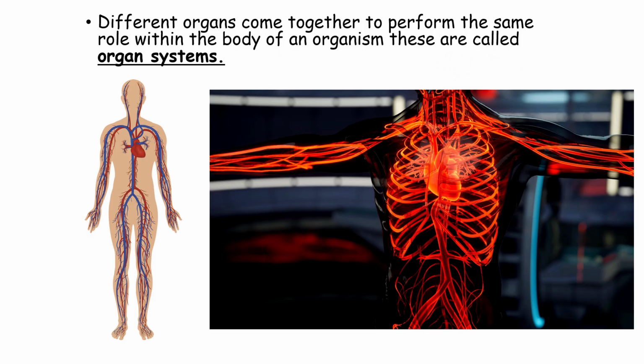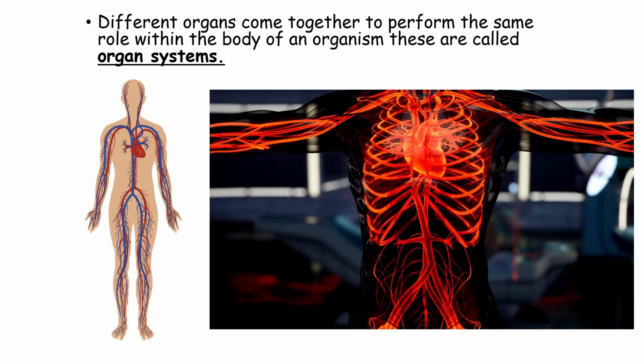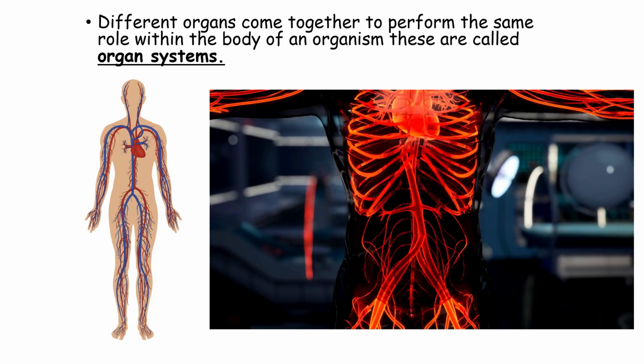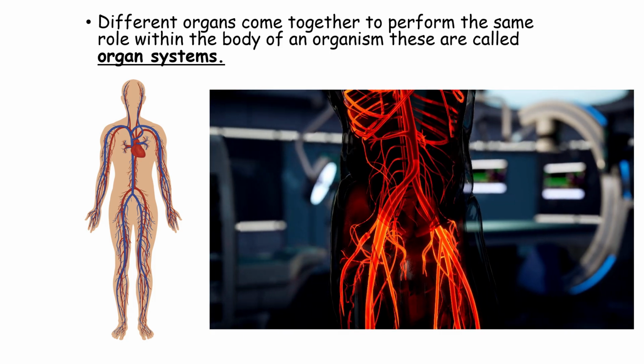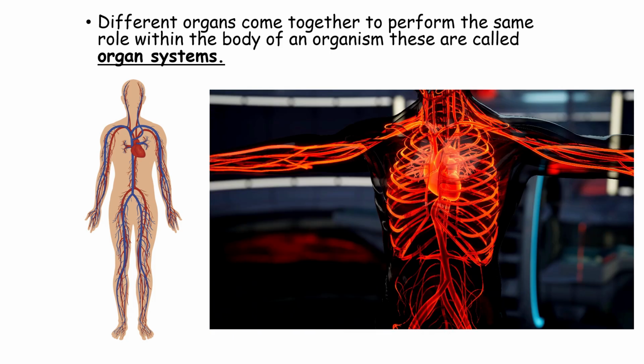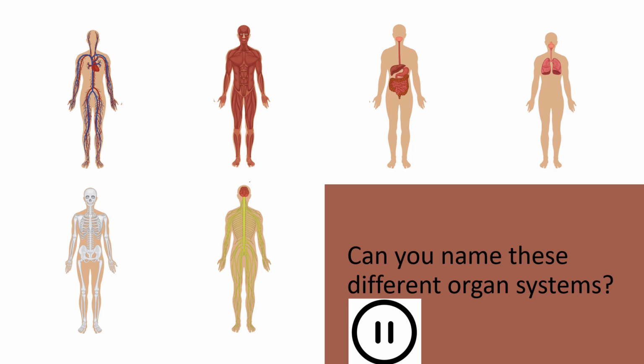Let's look at organ systems next. Different organs come together to make an organ system. This is the circulatory system containing the heart and the blood vessels. But what about these other 6? Pause the video and see if you can name them. Let's go through the answers. The circulatory system, the muscular system, the digestive system, the breathing system, the skeletal system, and the nervous system.